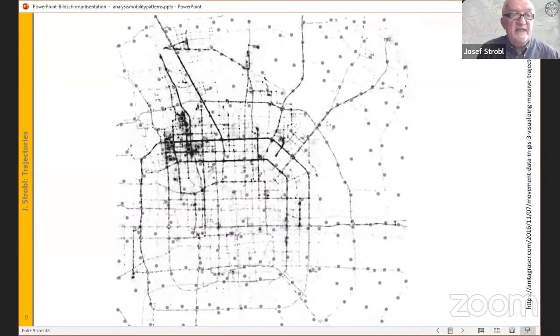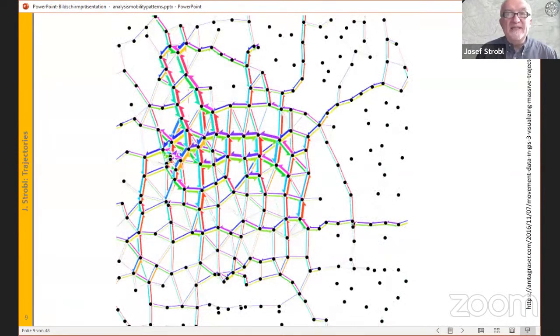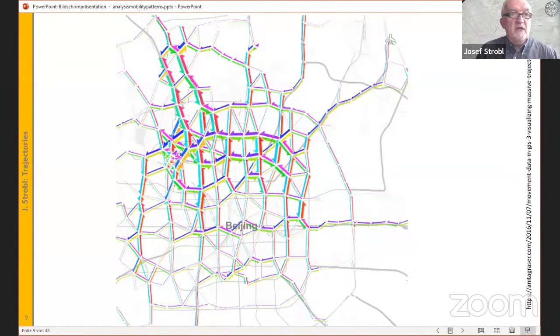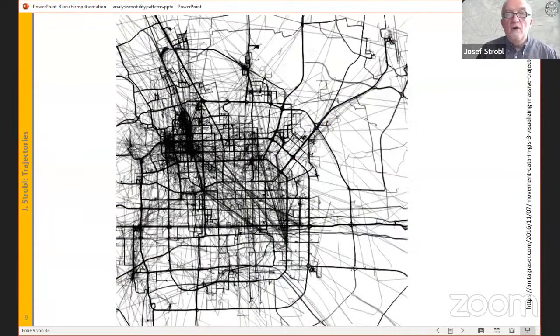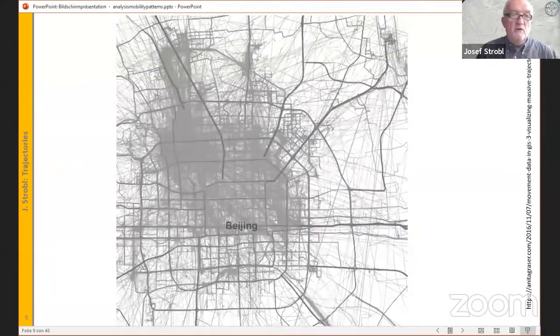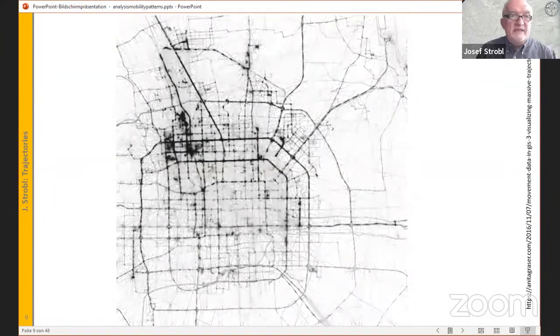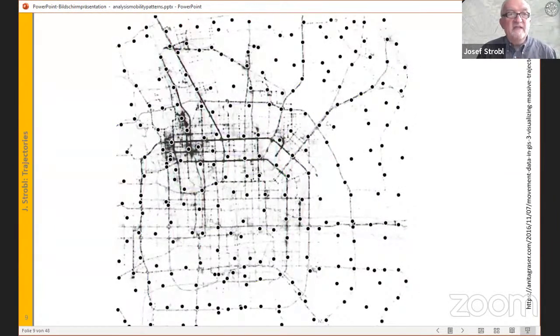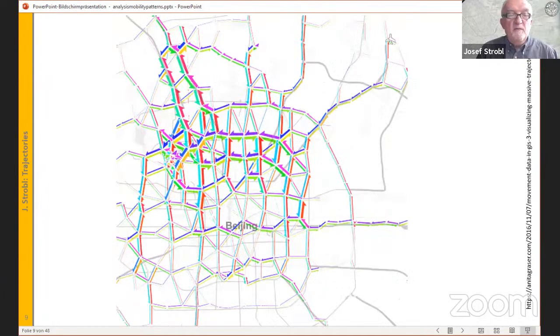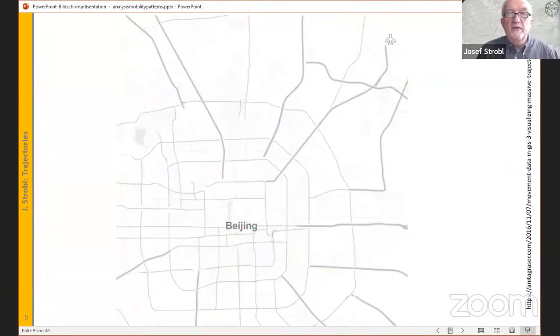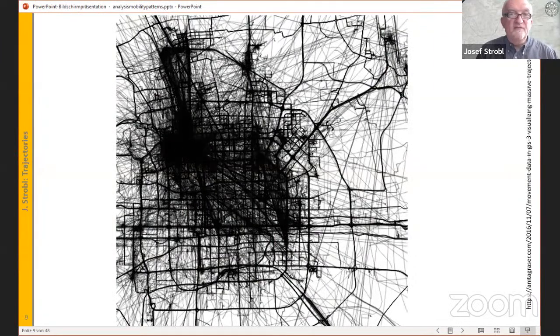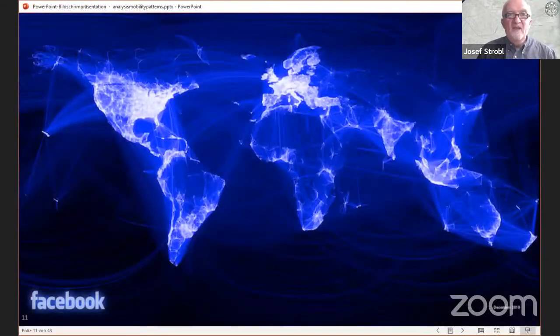So again, big data analytics or spatial data science has become a key dimension of what we are doing, of our work in geoinformatics, making sense of a flood of data, extracting information for decision support from this huge flood of too much of a good thing. Of course, these relations don't have to be physical movements in a city or in a country. They can be just links.